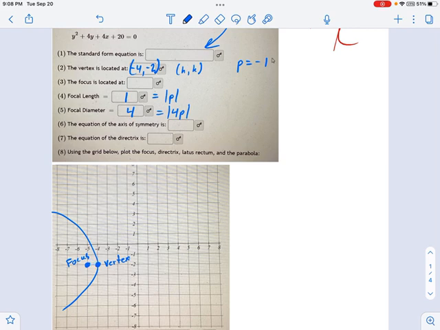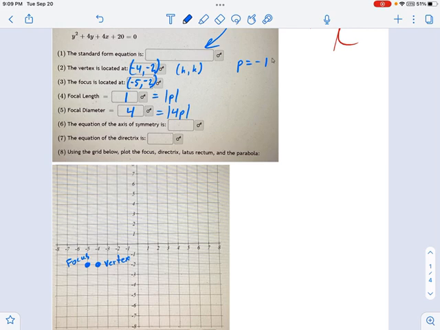So you can see why I drew the focus 1 unit to the left of the vertex, because P is negative and its magnitude is 1. So I'm going to say the focus is located at negative 5, comma negative 2. Okay, great. So that's a really good start. Let's get rid of this sketch parabola. We're going to do better than that.